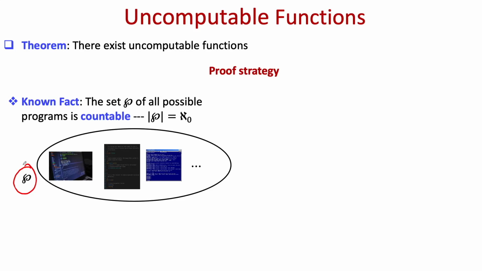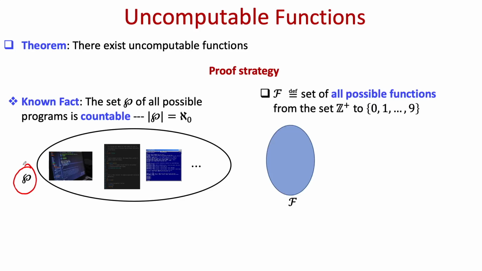When I say programs, I mean the valid programs which compile and give you an output. That means it has a begin instruction and an end instruction and a sequence of arbitrary number of instructions in between, and it compiles and gives you an output. The collection of such programs is denoted by the set calligraphic P. We proved that even though we can have infinitely many programs, we can always enumerate them. Namely, the cardinality of the set of all valid programs in a programming language is Aleph null. So this is a known fact.